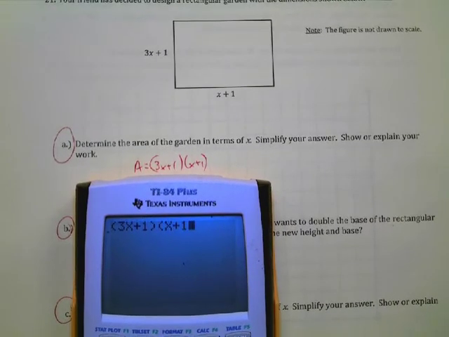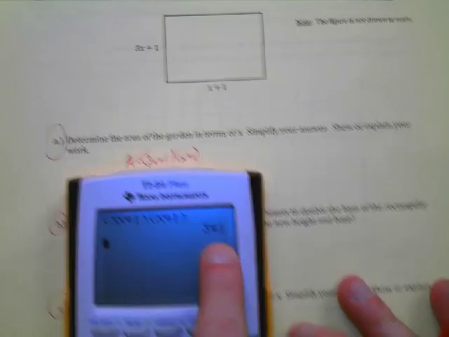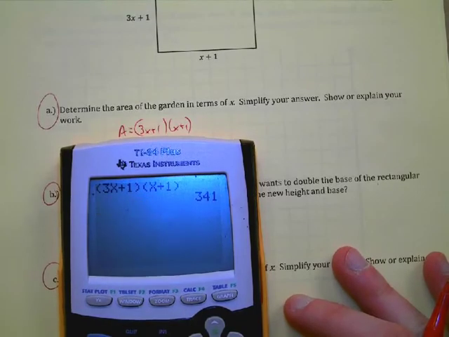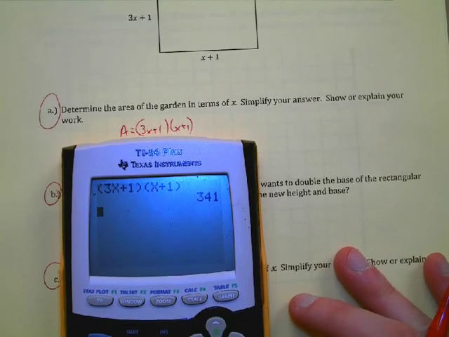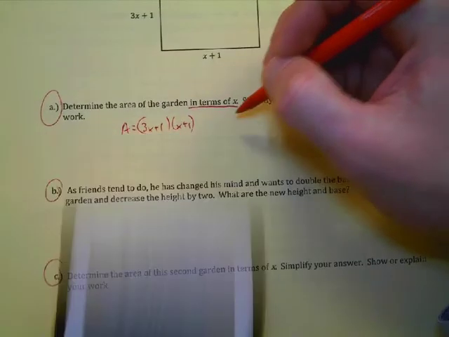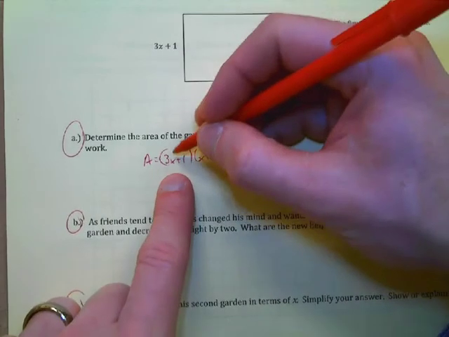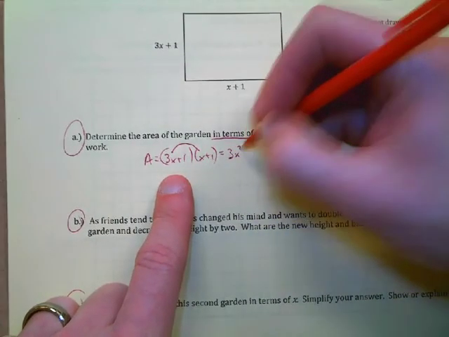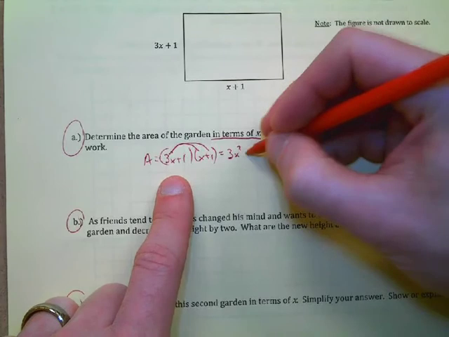Okay? Your calculator will not multiply this out. If you type in 3x plus 1 times x plus 1 in your graphing calculator, you're going to get some random number because it's going to depend on whatever x value is typed into your calculator. We don't need an answer for a number here. Our area is going to be in terms of x. So we need to multiply this out by hand.